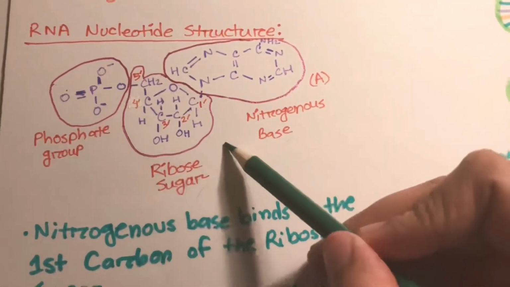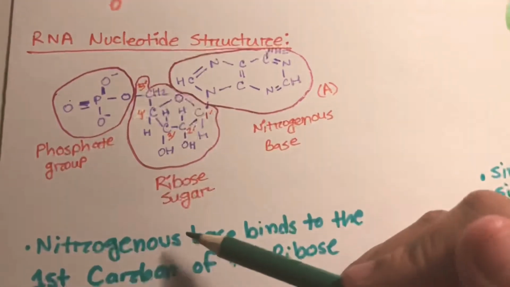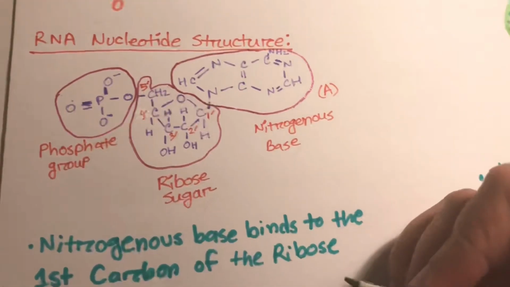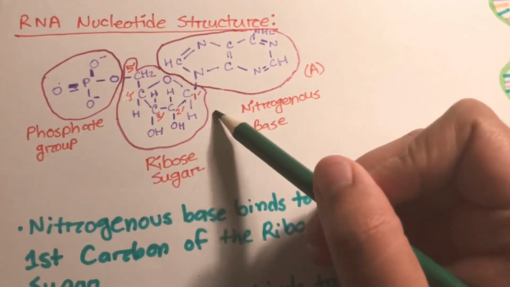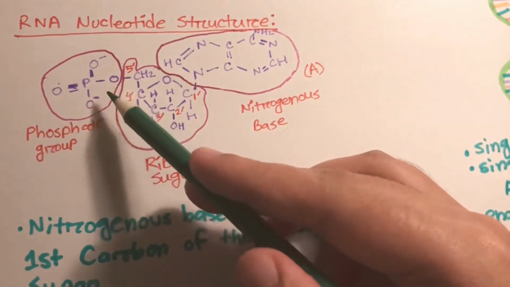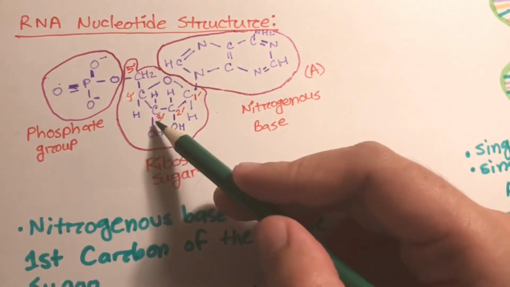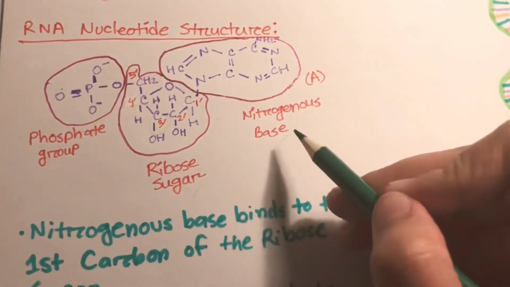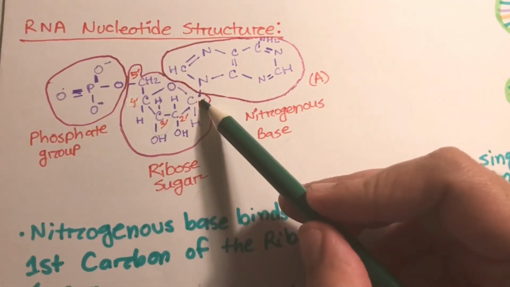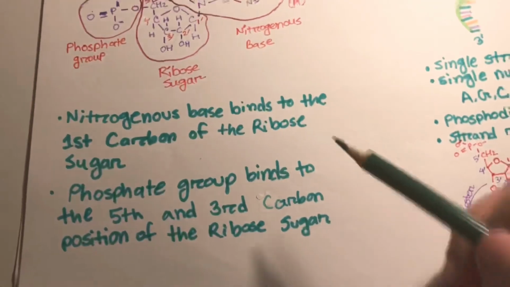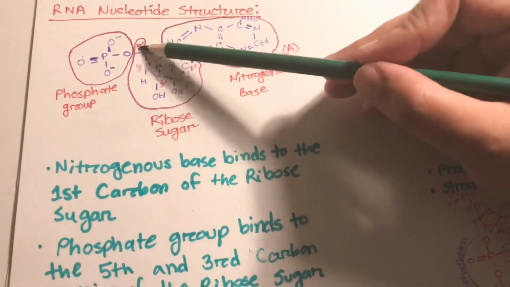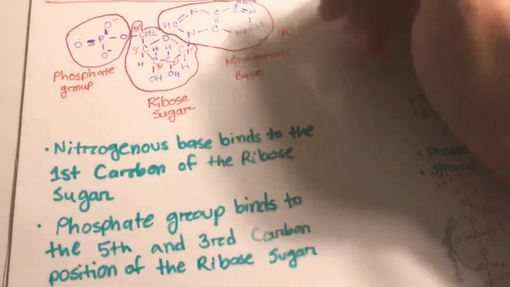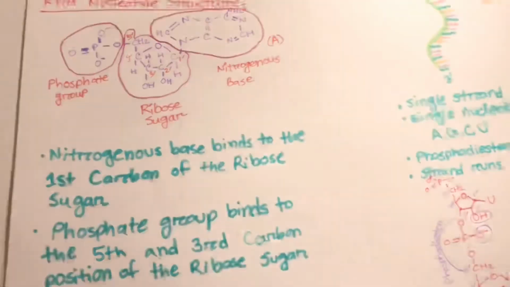So when one nucleotide binds to another RNA nucleotide to form the full single-stranded RNA structure, this ribose sugar here will bind to another phosphate group at this 3rd carbon position. So we can tell that the nitrogenous base binds to the 1st carbon of the ribose sugar, and the phosphate group binds to the 5th carbon and the 3rd carbon of the ribose sugar in a full single-stranded RNA structure.